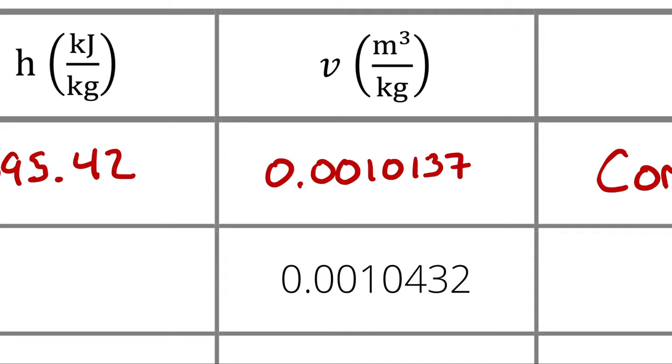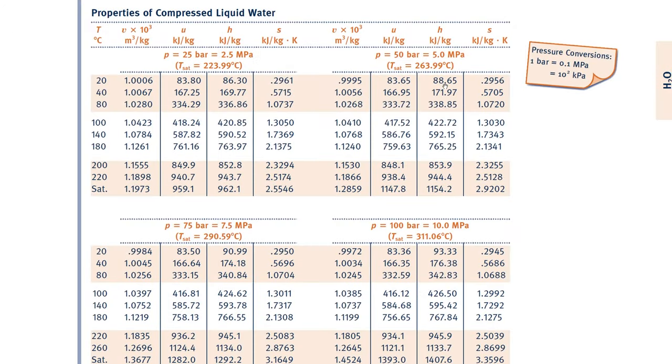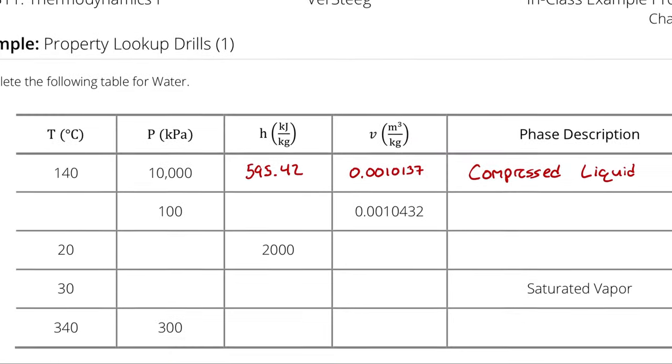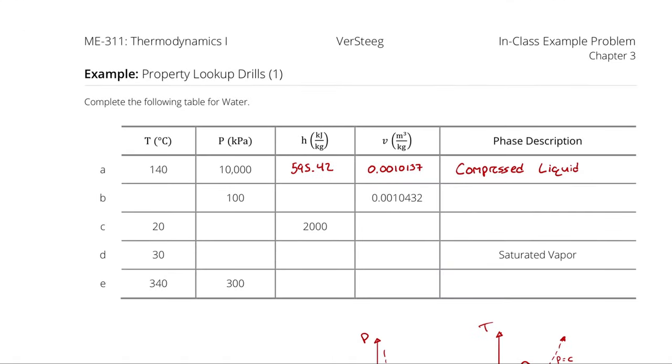0.0010137. Survey says 0.0010737. Looks like I got it right. And that gives us row A. Woo, we are 1/5 of the way there.